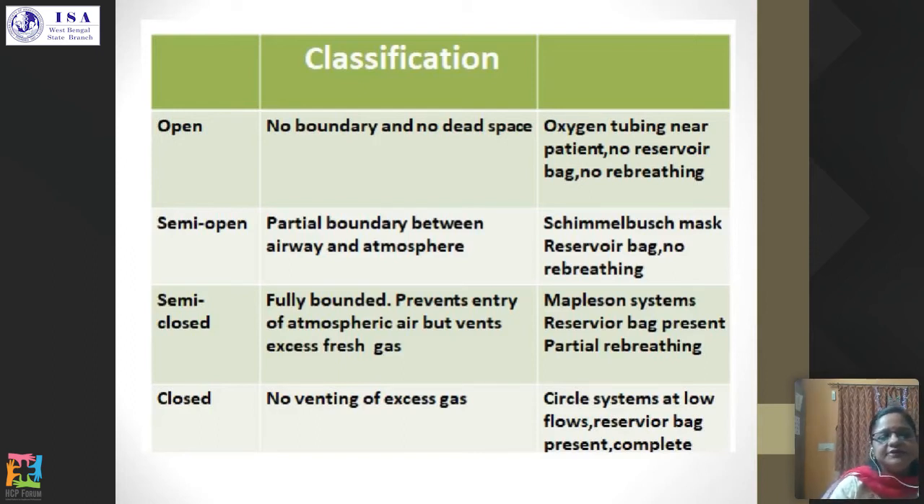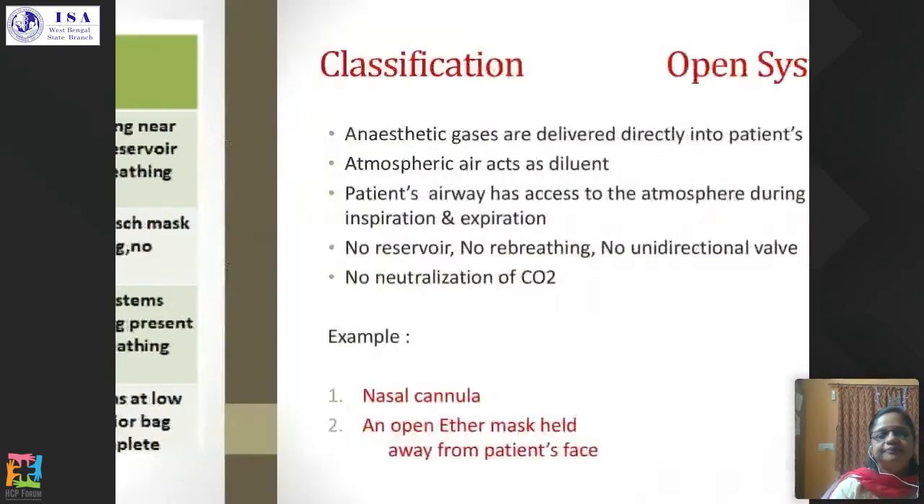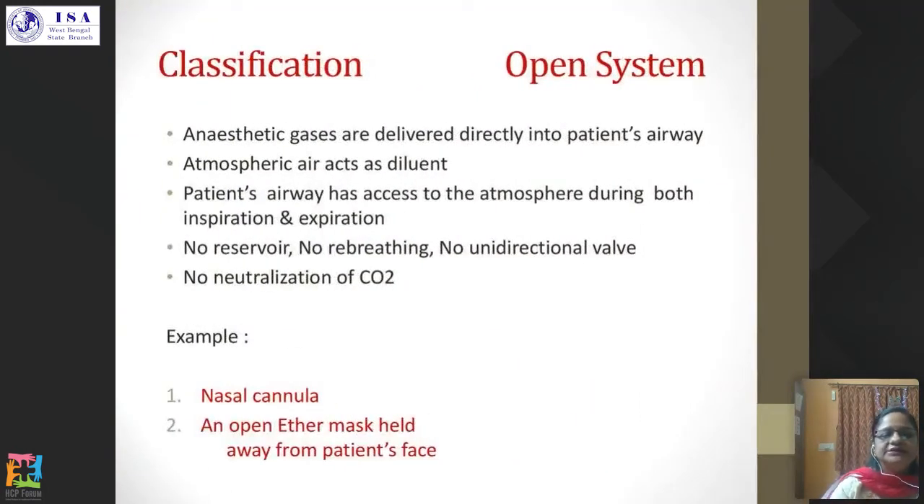In a semi-closed system, it is fully bounded, prevents entry of the atmospheric air, but vents excess fresh gas. The Mapleson systems are all included in the semi-open system. And finally, the closed, no venting of excess gas occurs. All are rebreathed. And the example is the circle system. These are slides to give a more detailed idea about the systems.